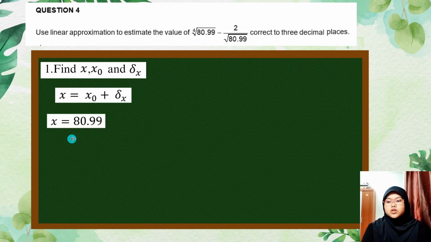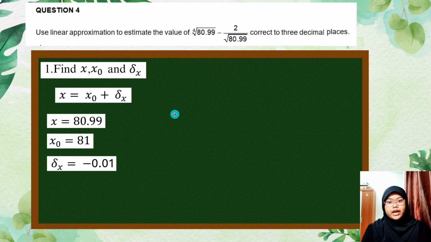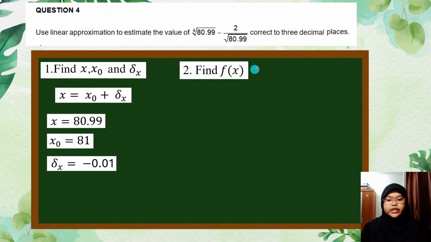So x equals 80.99, which is the value of the decimal place that we get in the question. x naught is equal to 81, which is the nearest value of the decimal places given in the question. Lastly, delta x, we get it from x minus x naught, then we get the value of delta x, which is negative 0.01.